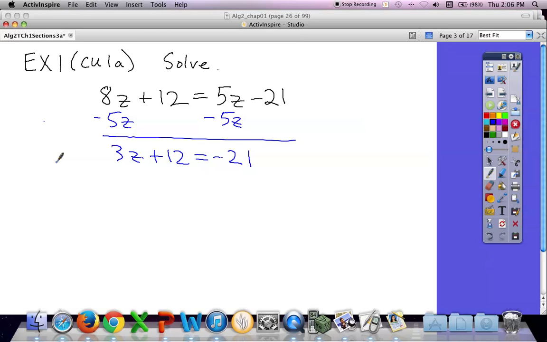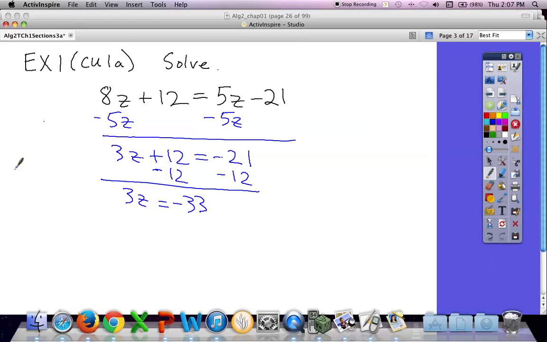Okay, at that point now, pretty much there is only one step you would want to take next. What would that be? Subtract 12, right? You don't want to divide by 3 first. If there's two terms and one term doesn't have the variable in it, move that term first. Subtract 12, subtract 12. 3z equals negative 33.